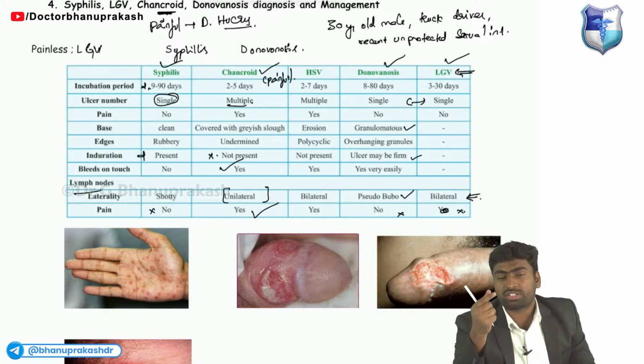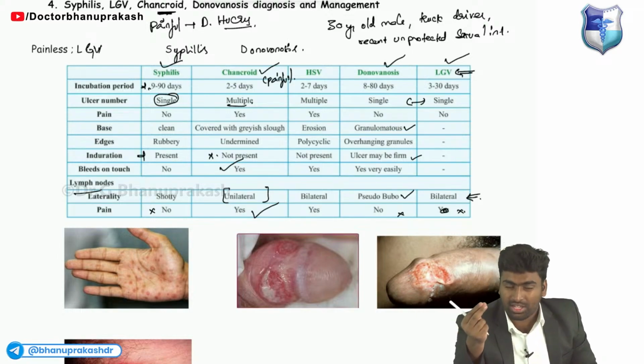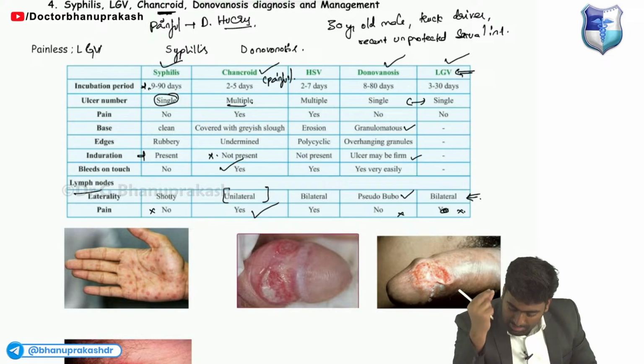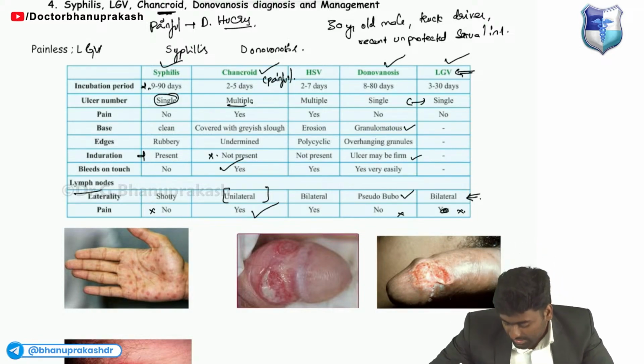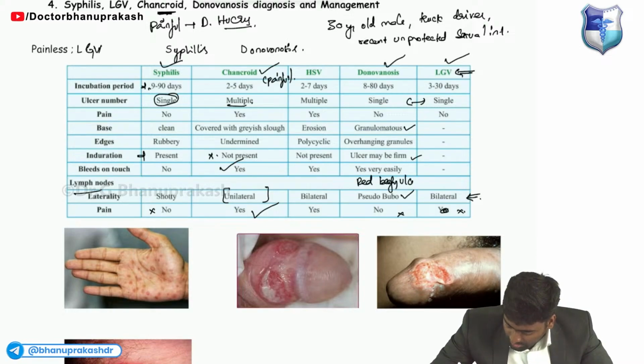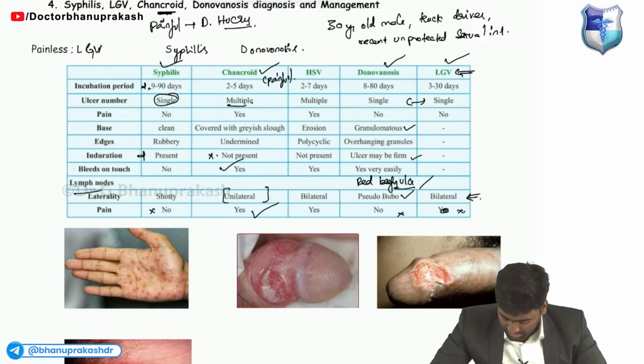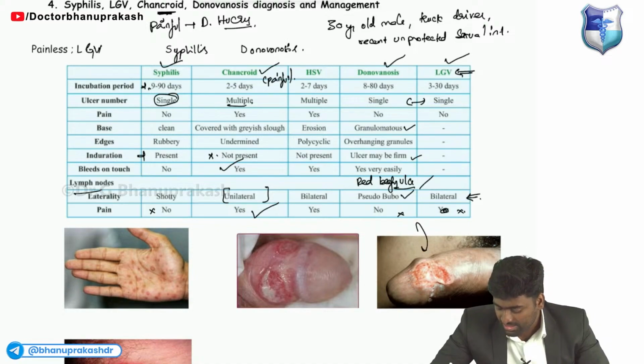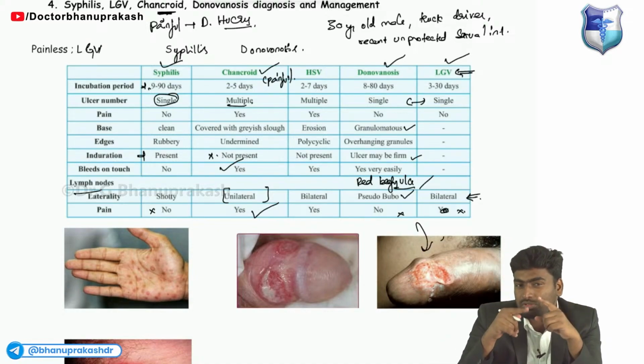Whereas in the case of Donovanosis, they will call it a red beefy ulcer, which also has the feature of bleeding. Okay, so there will be a red beefy ulcer. This is the case of Donovanosis. Fine. This will be typical like this. There will be a red beefy ulcer. When you touch it, it will bleed.